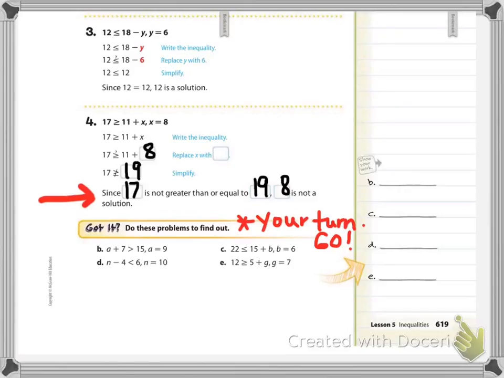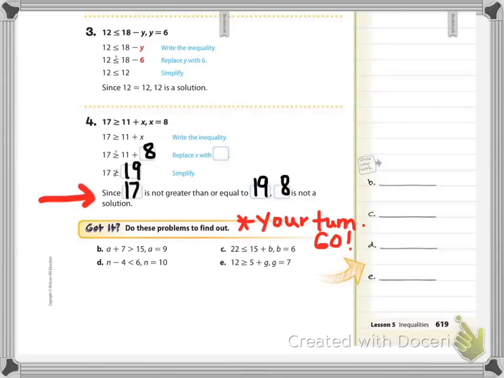So for example 3, substitute for y the number 6. 18 minus 6 is 12. The symbol reads 12 is less than or equal to 12. Since 12 equals 12, then 12 is a possible solution. For example 4, I filled in the blanks with x is equal to 8. In this case, it's not a true solution because 17 is not greater than or equal to 19. So since 17 is not greater than or equal to 19, 8 is not a solution.